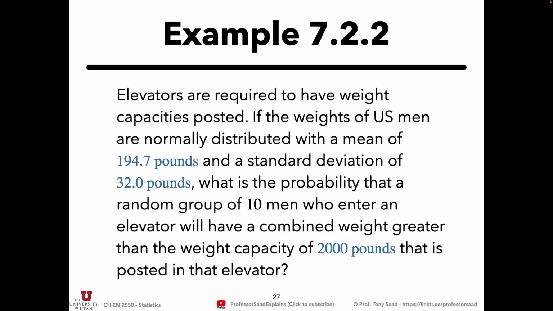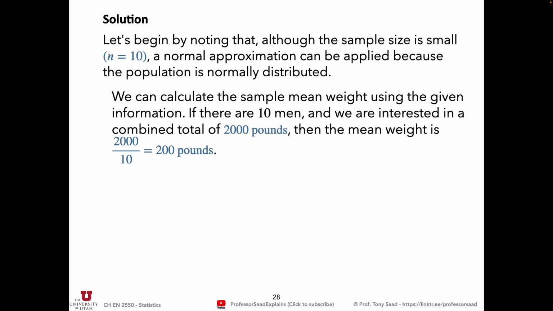So you have this elevator that has a limit of 2,000 pounds. We know the weight distribution of US men. What's the chance that a random group of 10 men entering this elevator would have a combined weight greater than 2,000 pounds? Now, this is phrased a little differently. Although the sample size is less than 30, I already mentioned that this is a normal distribution, so no need for the central limit theorem. Because the population is distributed normally, a random sample of 10 people is going to be distributed normally. Their weights are going to be distributed normally as well, so we can use the result that we have. A normal approximation is not needed.